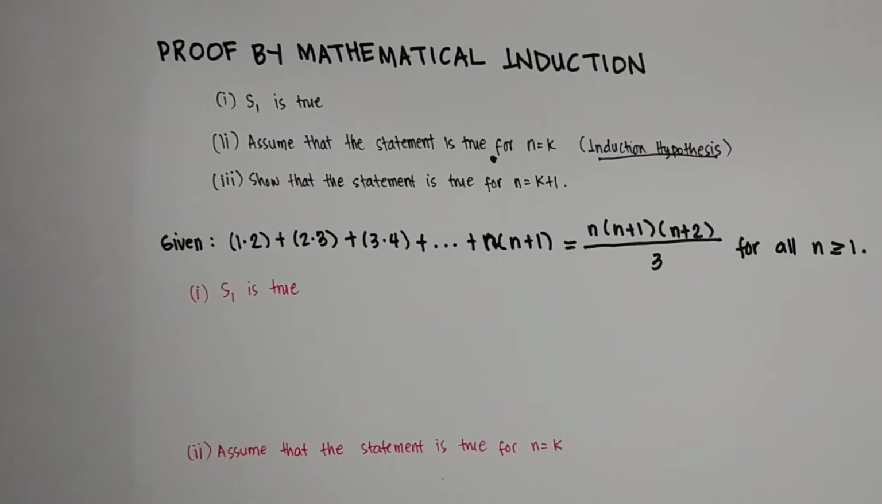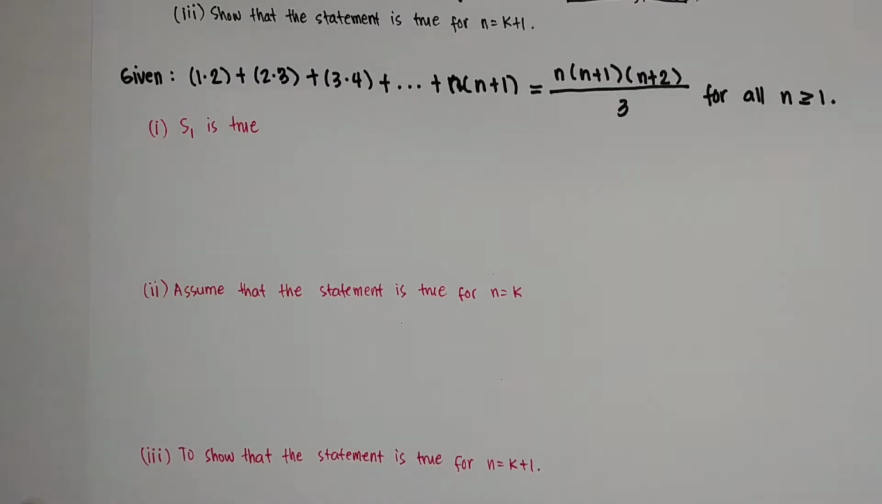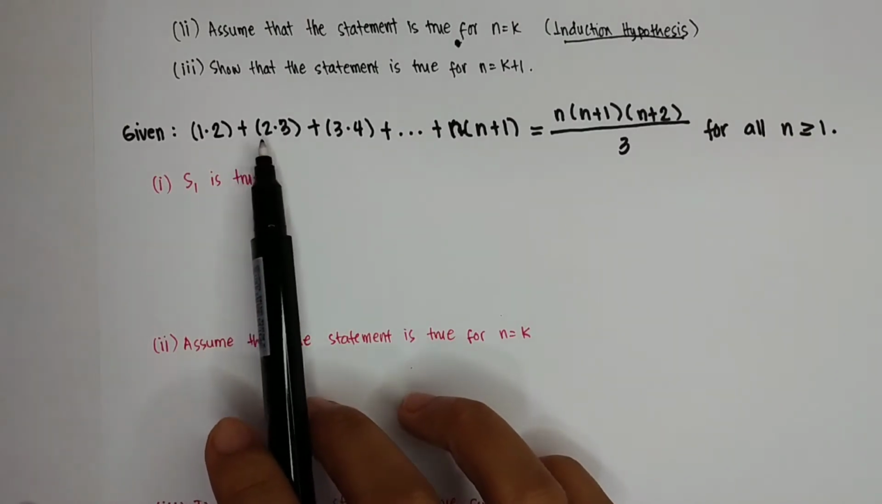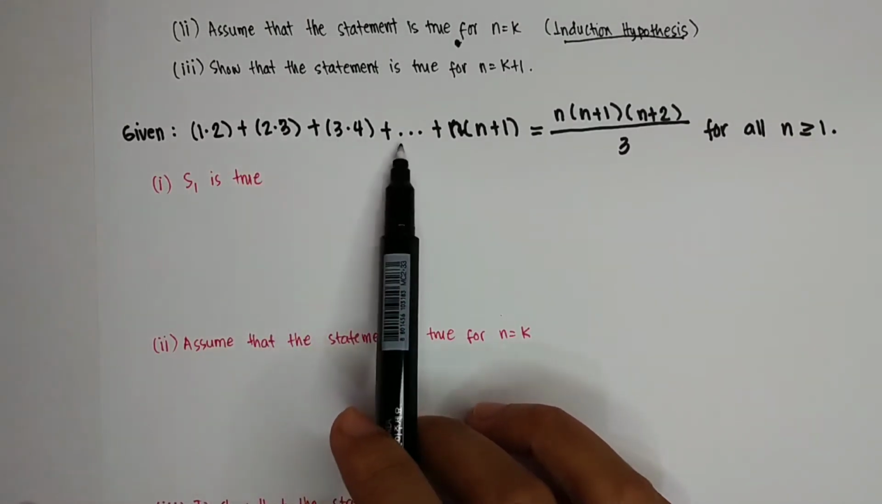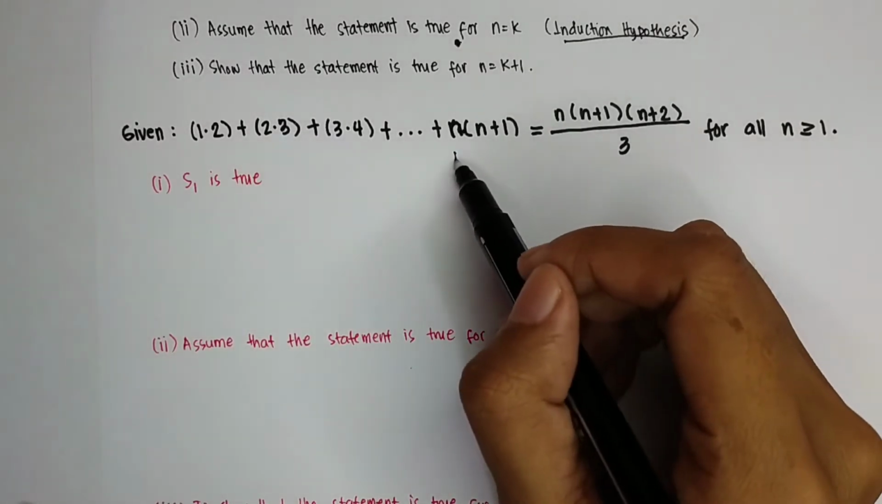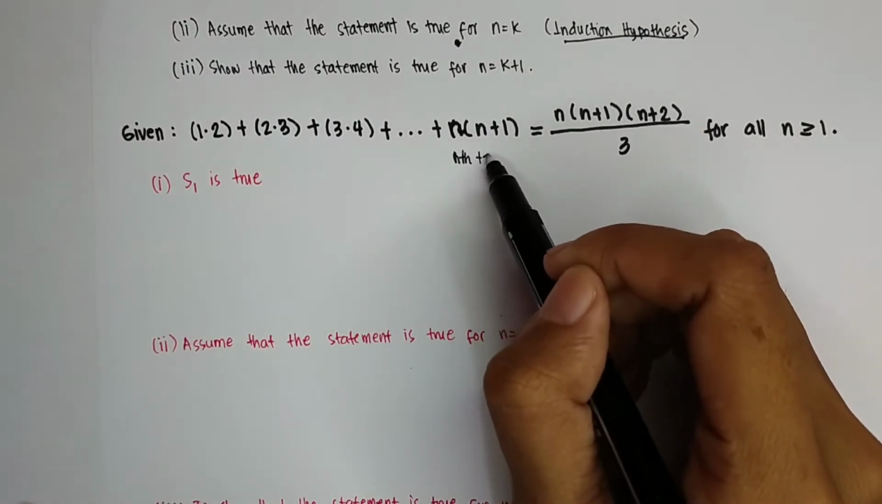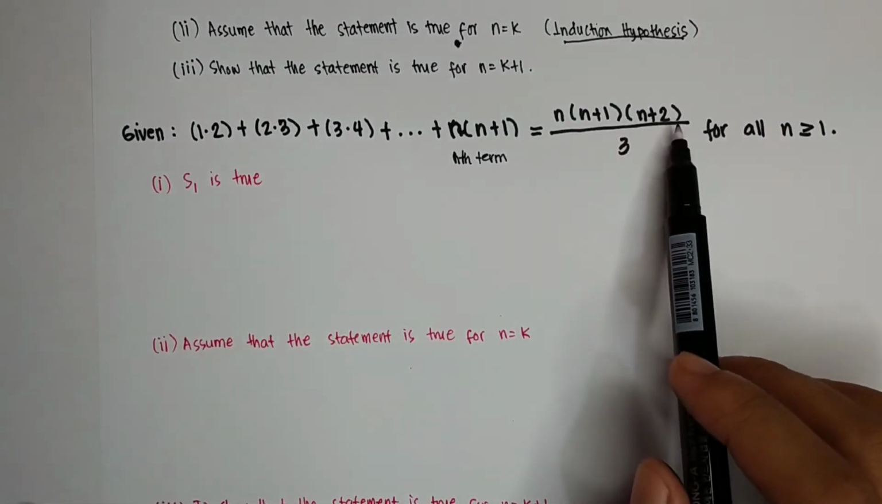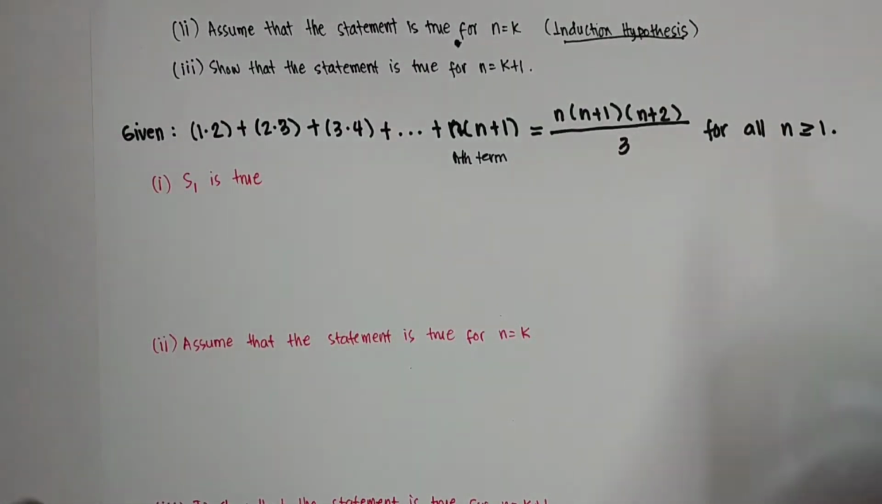Okay, so now let's do some proving. So ito yung given natin na statement that is 1 times 2 plus 2 times 3 plus 3 times 4 plus dot dot dot plus n times n plus 1. Ito yung n term natin. So this is our n term is equal to n times n plus 1 times n plus 2 all over 3 for all n greater than or equal to 1.